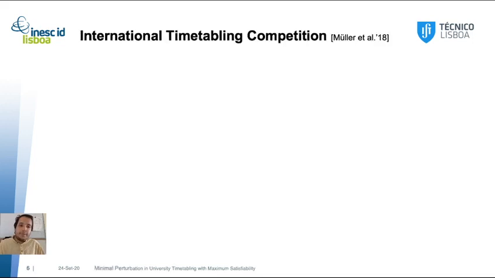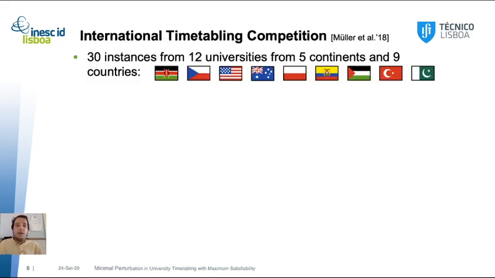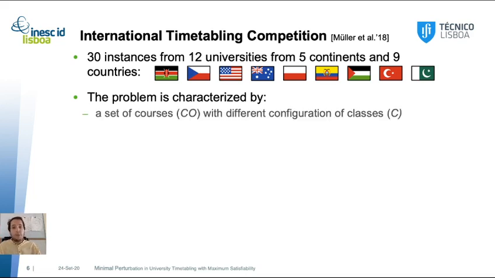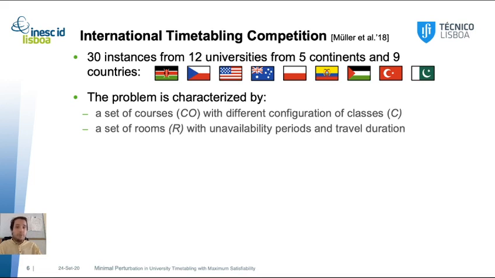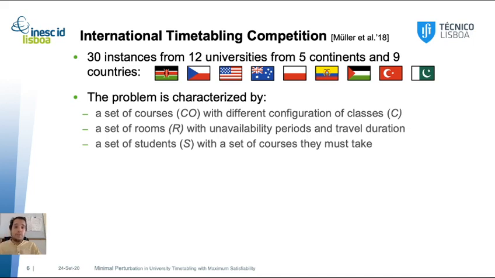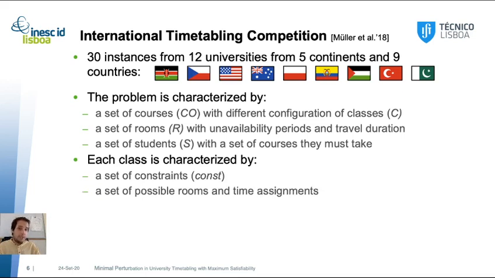So the International Timetabling Competition has 13 instances from 12 universities, 5 continents and 9 countries. You can see the flags up there. The problem is characterized by a set of courses with different configurations of classes, a set of rooms with unavailability periods and travel durations between them, and a set of students with a set of courses they must take. Each class is characterized by a set of constraints, a set of possible room and time assignments, a length and a limit capacity for the students that can attend. Please note that all rooms in the domain of a class have enough capacity to seat all students.